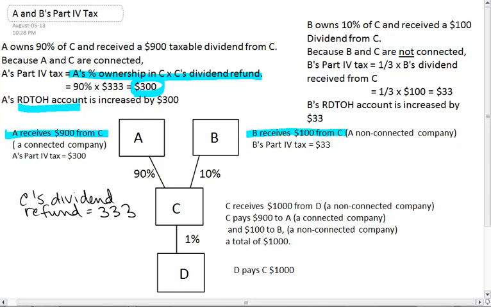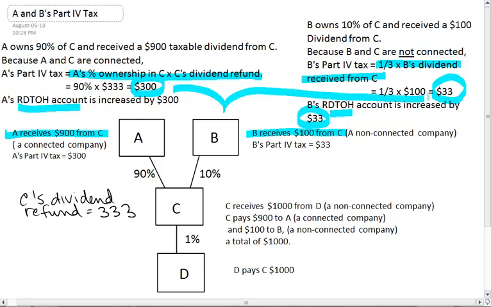B received $100 from C, and B and C are not connected. So B's Part 4 tax is equal to 1/3 of B's dividend that they received from C. So 1/3 of $100 is $33. So B's Part 4 tax is $33, and B's RDTOH account is also increased by that same amount. You'll notice that these two numbers add up to all of the Part 4 tax that C would have paid if they hadn't paid the dividend up the chain.